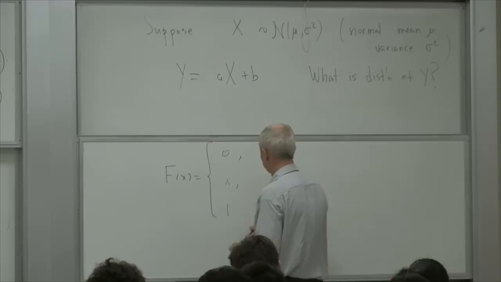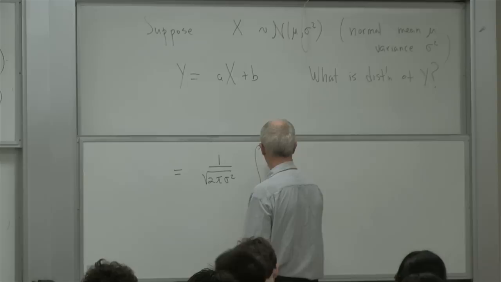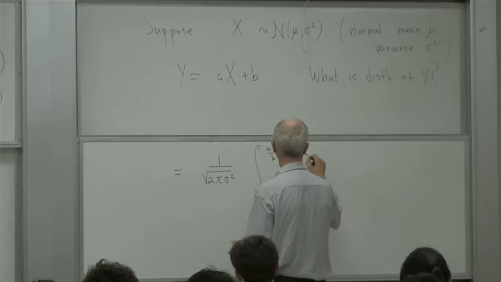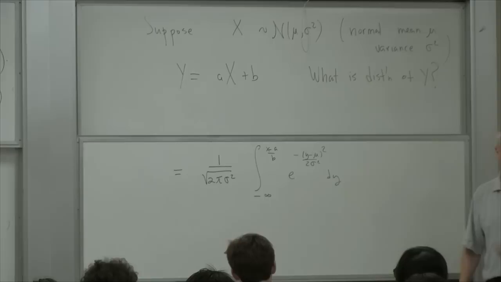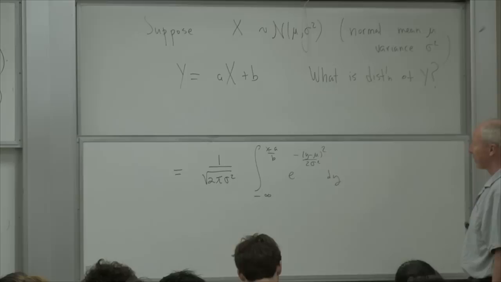Now we know what that is. That's 1 over square root 2 pi sigma squared, integral from minus infinity to x minus b over a, of e to the minus y minus mu squared over 2 sigma squared. Now you might think, wow, how can I ever remember all that? Well, you're going to see this so often that you'll wake up in the middle of the night and it'll be the last thing you were dreaming about before you woke up. Okay, so that's the distribution function of y.